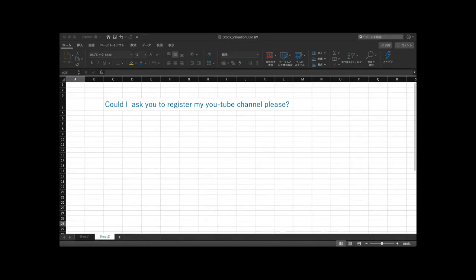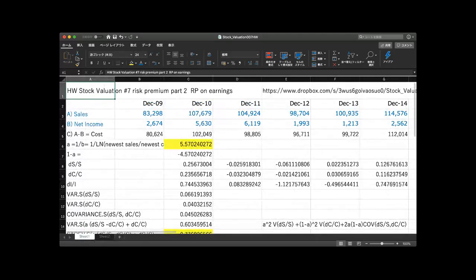Okay, here's the solution. We're going to calculate the risk premium on earnings for a certain stock. All we need is two things: sales and net income.